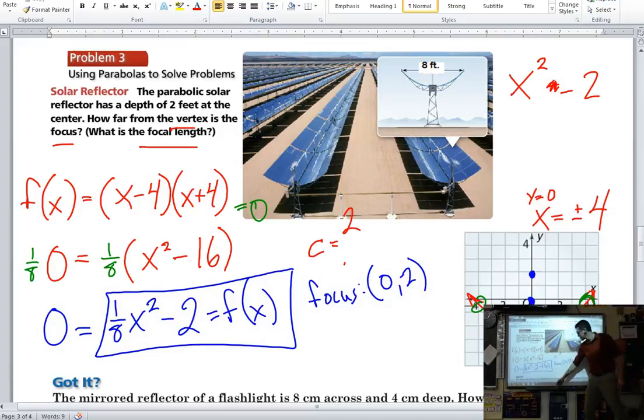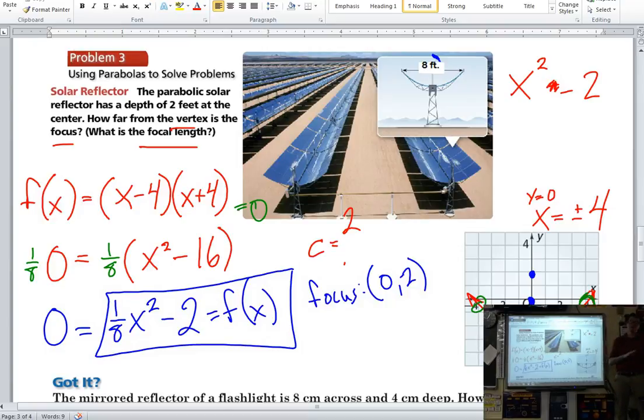This is what happens when I don't do this for a year. This depth is 2. But my c is 2, which tells me that my focus is at 0, 2. So although this is the middle of my parabola, we would actually need to put the solar receiver above it. If the panel stopped right there, our solar receiver would be above it by 2 feet. What's the solar receiver? If you are using a solar panel that is a parabola, it's going to reflect.